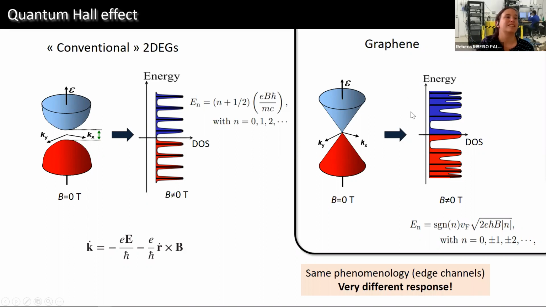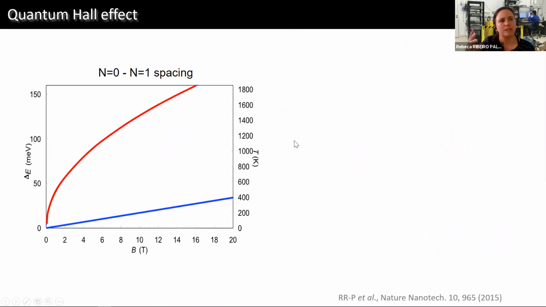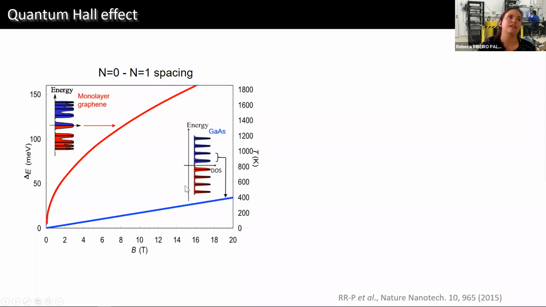So, in general, what we can say between these two is that we have the same phenomenology. We have edge states for both, but we have very different responses. This is so different, in fact, that if we just plot the spacing between the first two Landau levels for monolayer graphene and for gallium arsenide, we can see that they are very far apart. But not just that, we can look at it from the metrological point of view.